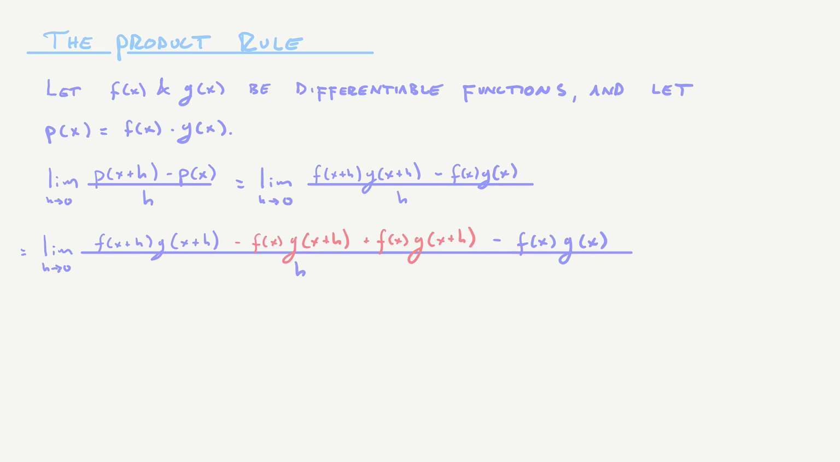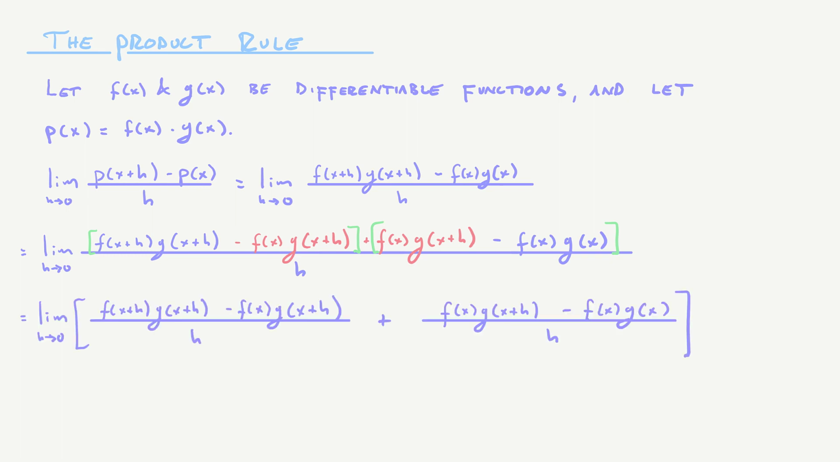We're writing them in really so that we can do some clever association. If I group the f of x plus h times g of x plus h with the negative f of x g of x plus h, and also if I group the f of x times g of x plus h with the minus f of x g of x, we're going to be able to do some really cool factoring for this stuff. Those have some things that are in common.